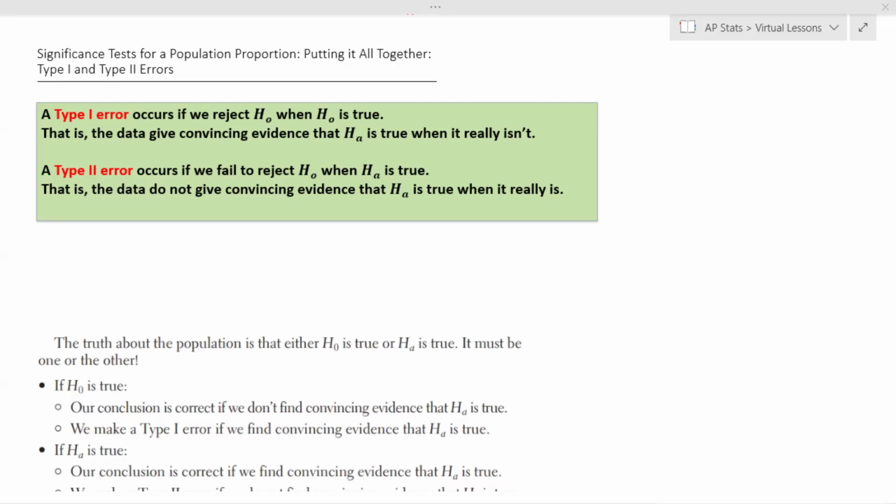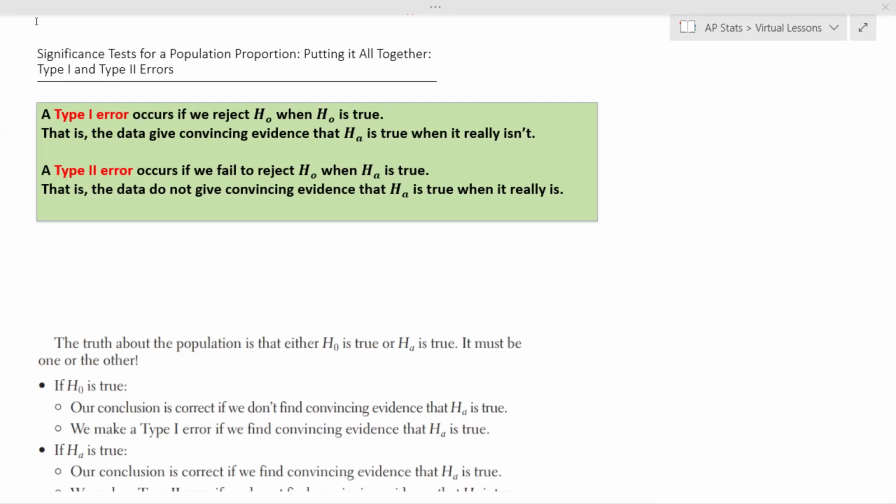So a type 1 error is where we reject the null when the null is actually true. In other words, the data from our sample give convincing evidence that the alternative is true when it really isn't. And then a type 2 error is kind of like the opposite of that. That occurs when we fail to reject the null when the alternative is true. Like we fail to reject the null when we should have. So that is, the data do not give convincing evidence that the alternative is true when it really is.